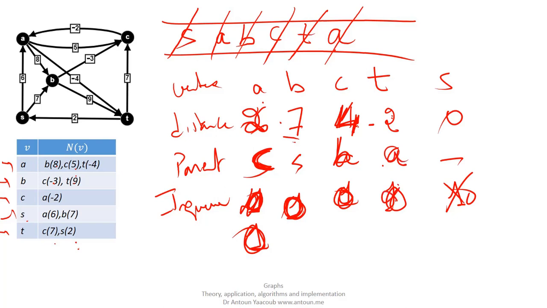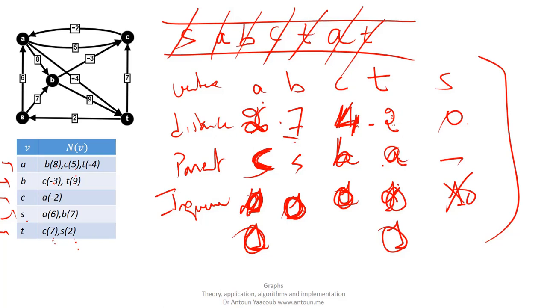and I'm in A. And now T is in the queue. Let's repeat that. So T is minus 2. Minus 2 plus 7, which is C, is equal to 5. So 4 is better. Minus 2 plus 2 is equal to 0. So 0 is better. Now I have finished and this is our Bellman-Ford algorithm. So let's see what's the shortest path from S to T.